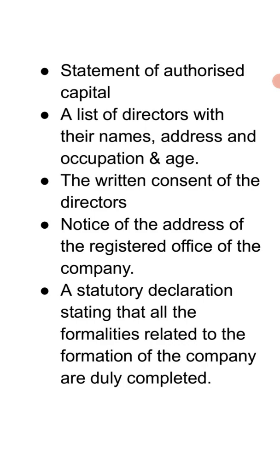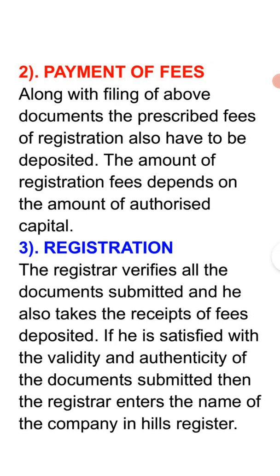And the last but not the least, a statutory declaration stating that all the formalities related to the formation of the company are duly completed. A declaration will also be there. Thereafter, the second step is the payment of fees. Along with the above documents that we have discussed earlier, the prescribed fees of registration is also to be deposited, and this amount of fees will depend upon the authorized capital.